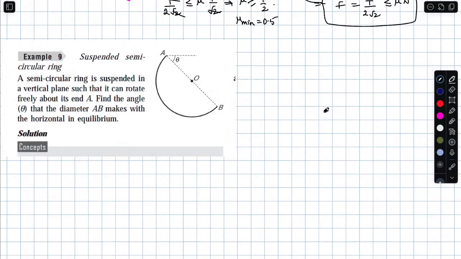Right. Suspended semicircular ring. Right. Fine, no issues. I'm drawing the free body diagram here. See, please try to understand. You know that the center of mass lies somewhere over here. And you know, ఇదేమంటారు, find the angle theta. Now it is held like this.